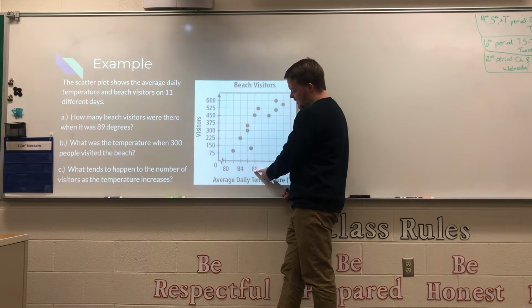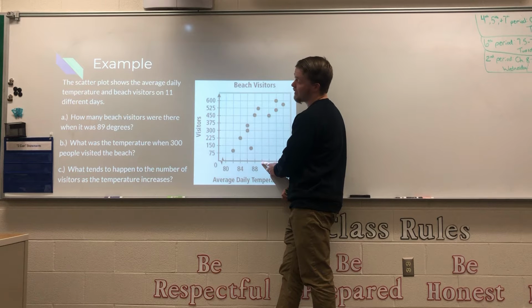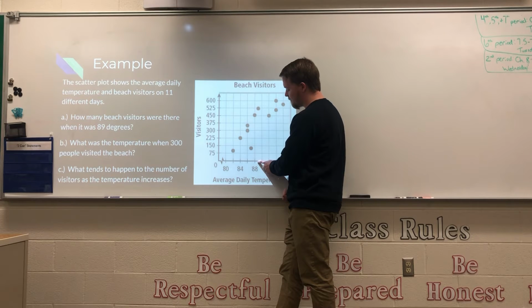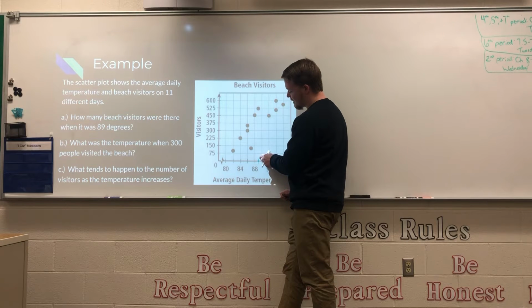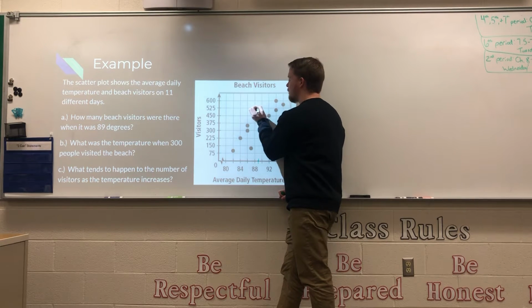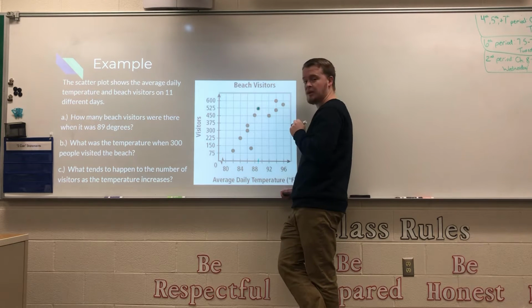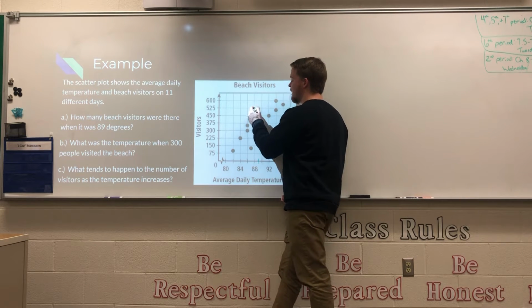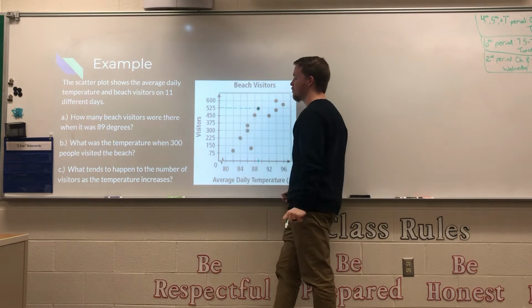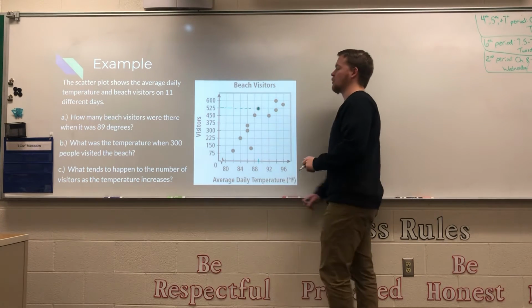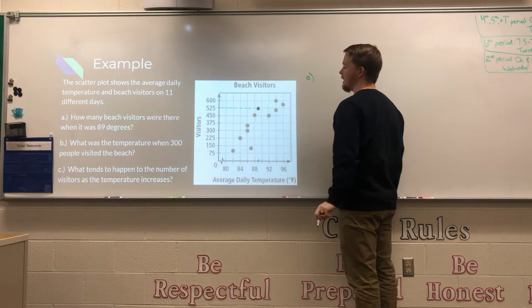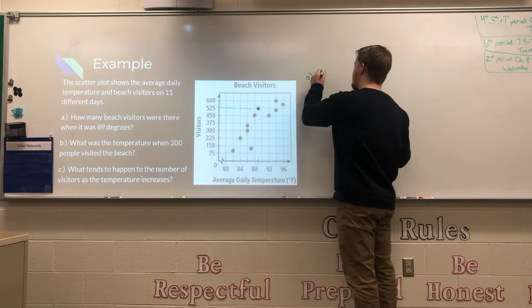So 89 degrees, here's 82, here's 92. Obviously right in between would be 90. So if we're looking for 89 degrees, between 88 and 90 would be your 89. So here would be where 89 degrees would be, and then we just need to go up until we find the point that matches up with that. Then we ask, how many visitors does that match up with? That matches up with 525. So part A, how many beach visitors were there when it was 89 degrees, would be 525 visitors.